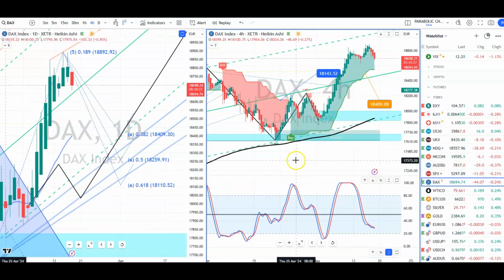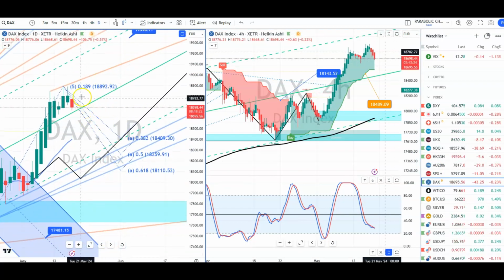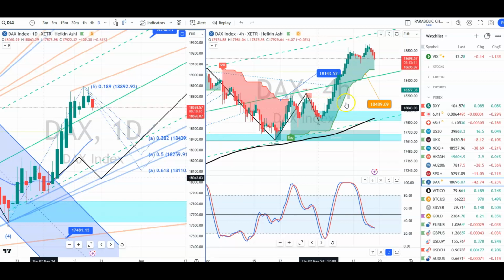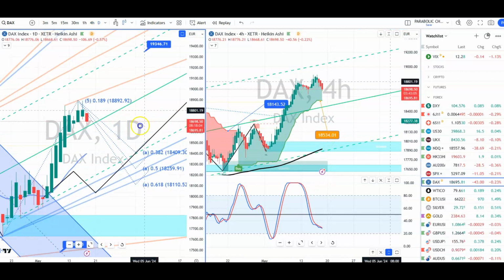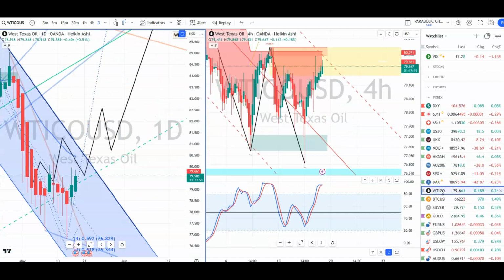DAX, a very similar situation as well, although it looks like it's coming off a little bit, but it's still holding on to market structure. Don't be fooled by some of these turnarounds, because they are not change of character until they achieve lower lows and lower highs. So just maybe having a rest. So the DAX stop is 18,534 and the target is 19,346.